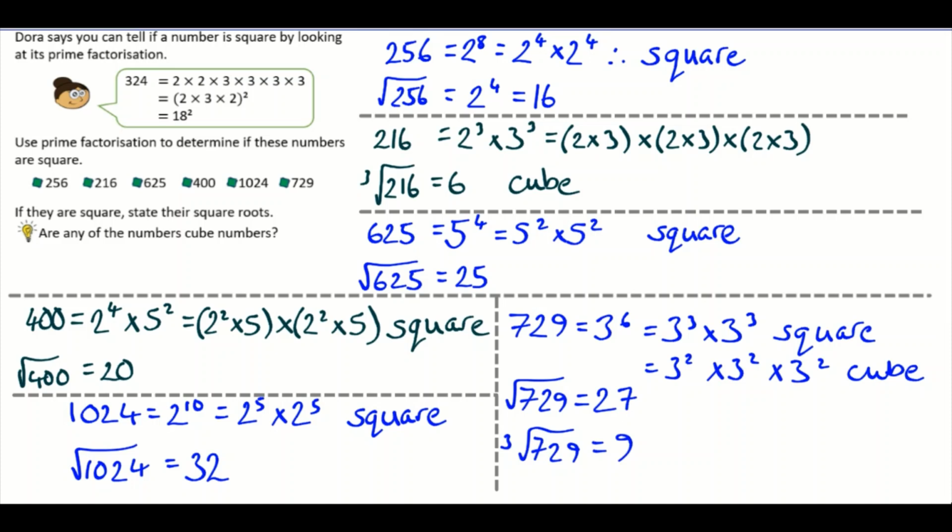Here are the answers. You probably need to pause the video to check them. Just to point out one of the cube numbers, for an example, we had 216. It ends up being a cube number because you can split its prime factorisation into one number times itself again. So the cube root is 2 times 3, which is 6.